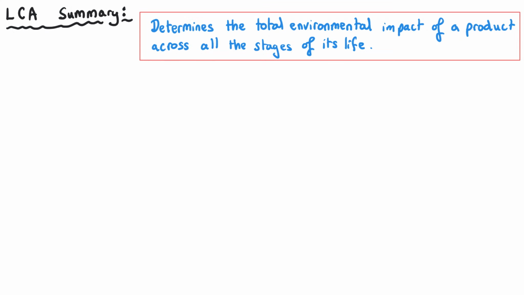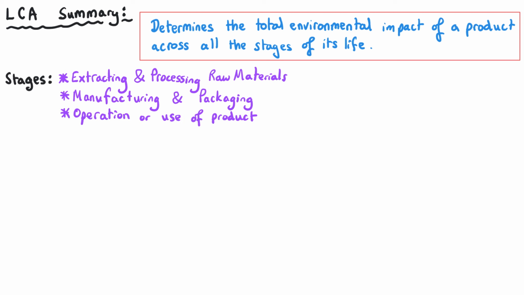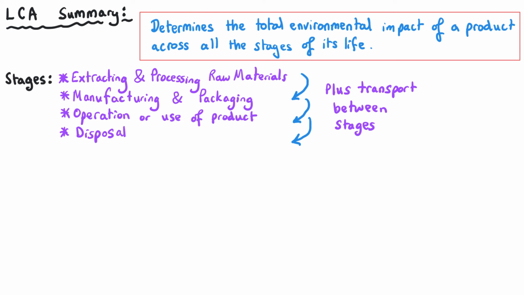So in conclusion, a life cycle assessment is carried out to assess the environmental impact of a product during all stages of its life. And those stages are extracting and processing the raw materials, manufacturing and packaging, operation during its lifetime, and then disposal at the end of its useful life, and transportation between each of those stages.